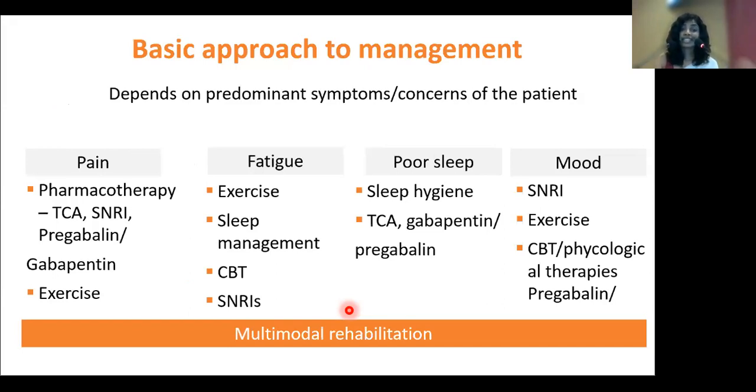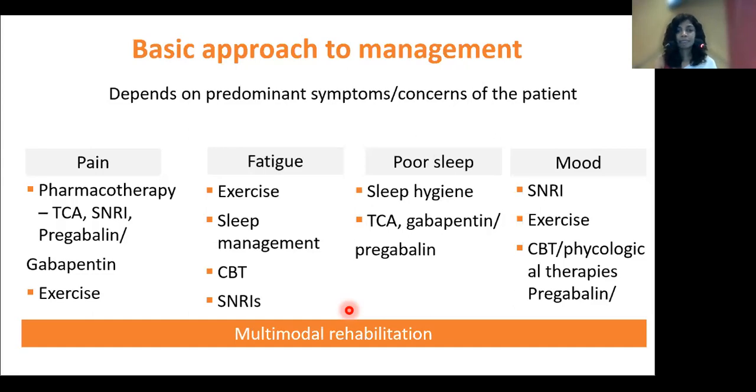If it's mainly fatigue, again, exercise will definitely help. Get them to manage their sleep, advise them on sleep hygiene. Cognitive behavior therapy and other things might help. And SNRIs more than tricyclics, because tricyclics can also make you more drowsy, make you feel a little bit fatigued at the end of the day.